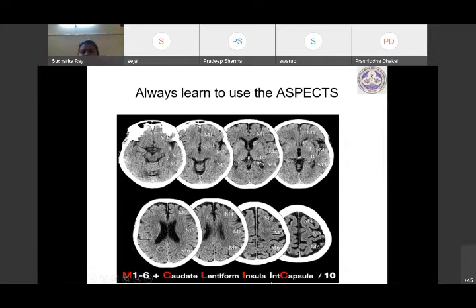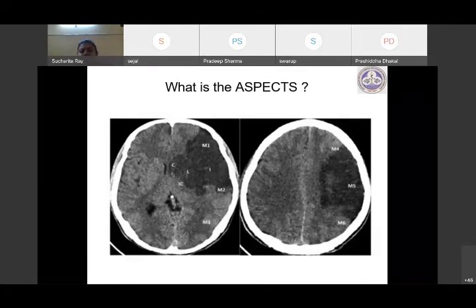So M1 to M6 make 6 territories. Then you have the caudate, lentiform, internal capsule, and the insula. So these 6 plus 4 makes 10, which makes up the ASPECTS. Wherever you find a hypodensity, you try to find out which area it is, and then you will be able to find out the ASPECTS. I'll show you a small example.